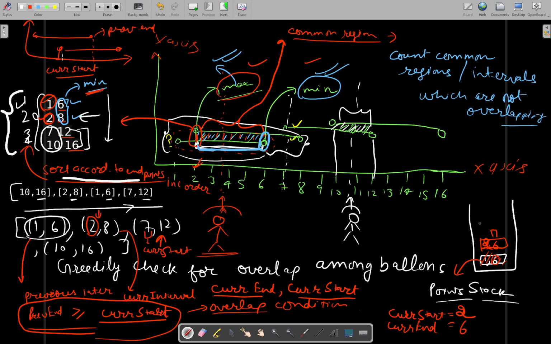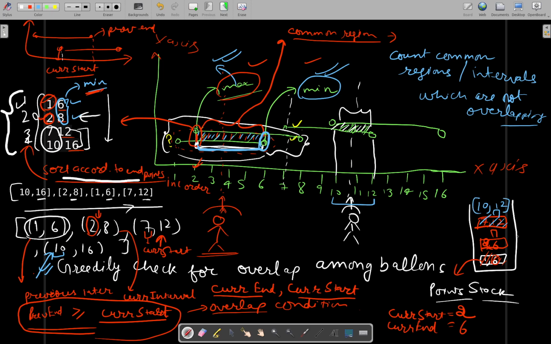So what you will do, you will just push it into the stack 7 and 12. Then you will come to this particular interval, 10 6, and this is your current previous end and this is your current start. As you can see that previous end is greater than current start, so there is an overlap, and you will be finding the common region by taking this value out. For the common region it will be 10 12, as you can see here. So we will be pushing 10 12 into the stack.